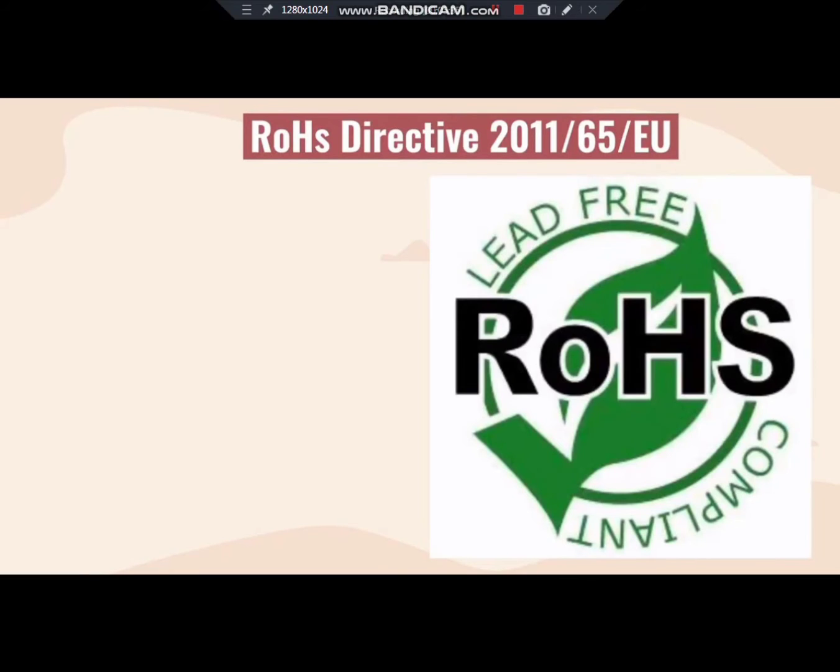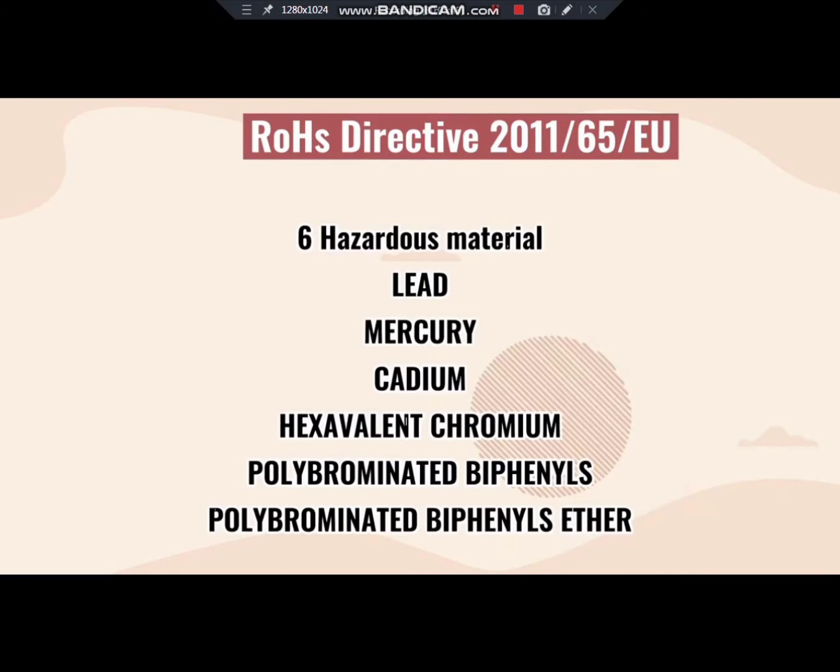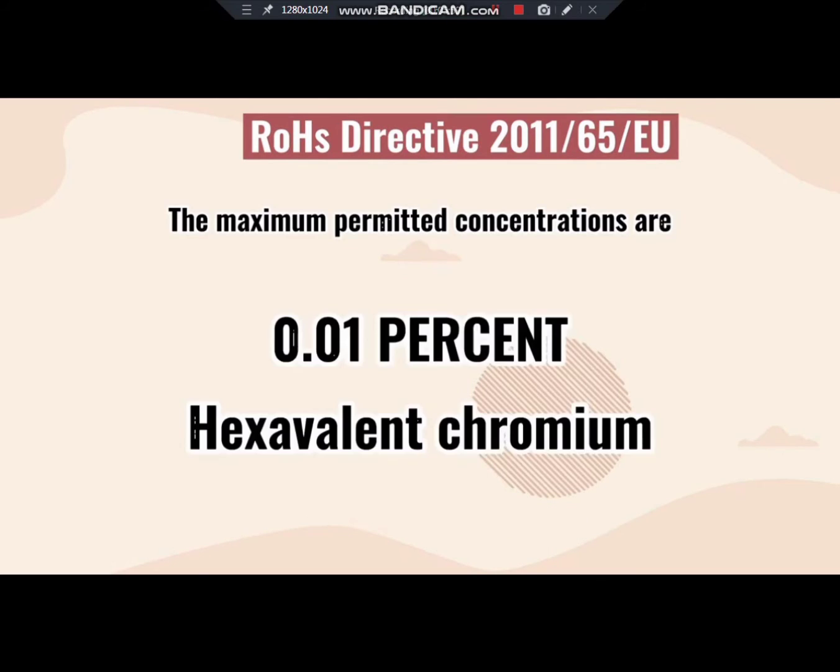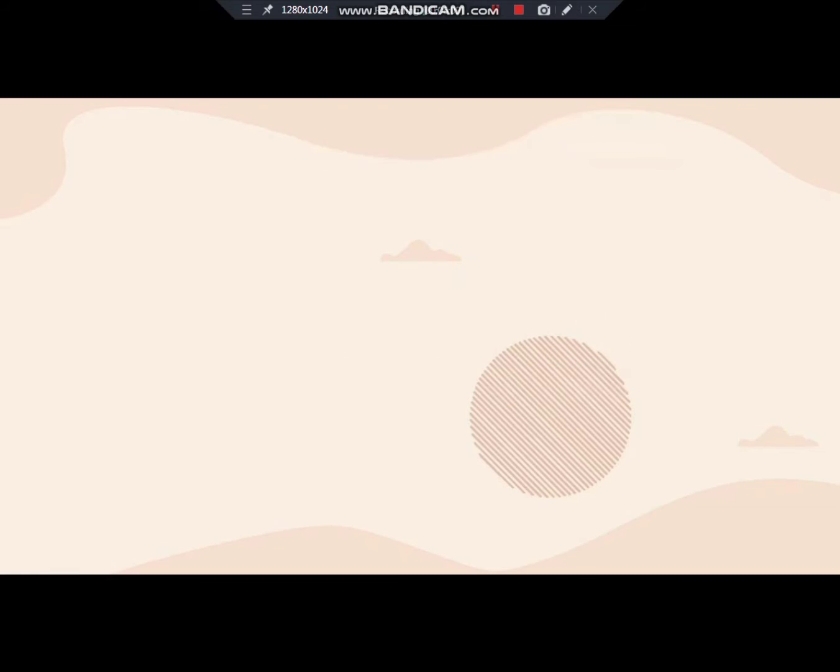RoHS Directive 2011/65/EU of the European Parliament and Council. This restricts the use of hazardous substances in electrical and electronic equipment. The six hazardous materials are lead, mercury, cadmium, hexavalent chromium, polybrominated biphenyls, and polybrominated diphenyl ether. The maximum permitted concentrations are 0.01% for cadmium and 0.1% or 1000 ppm by weight of homogeneous material for the others.